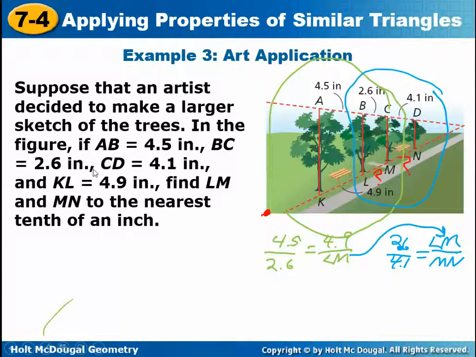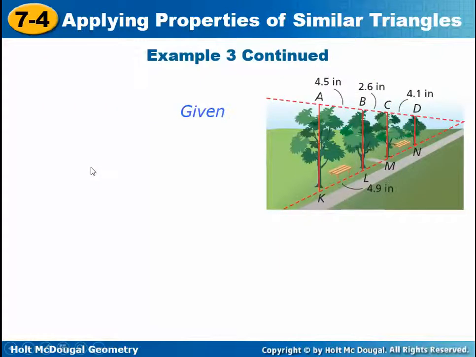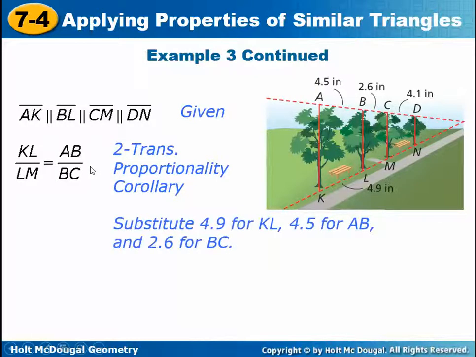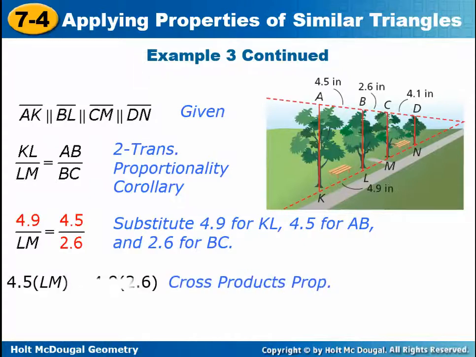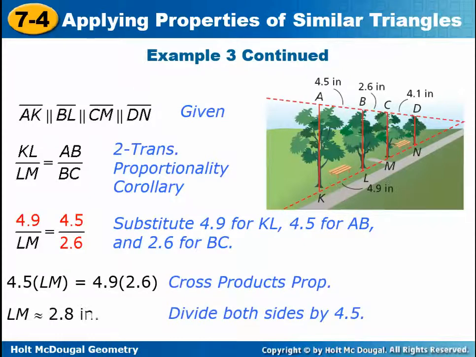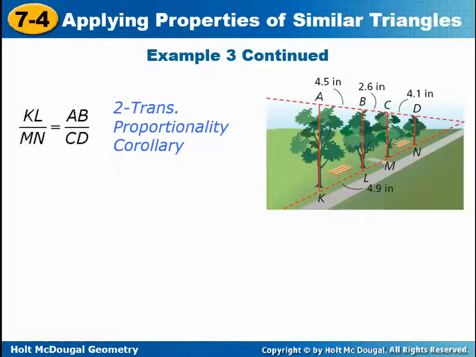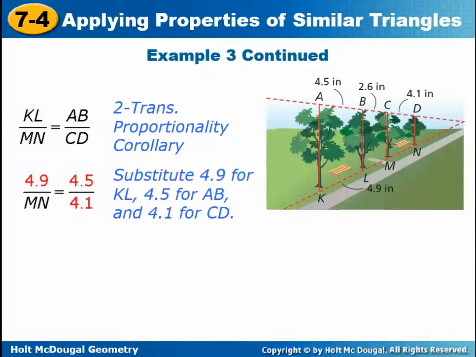So let's see what they got for this. So we know that those lines are parallel. That was told to us. We're going to use that corollary to set up our proportions and find LM. And when they did that, using the cross products, they found LM is equal to 2.8. So now we know that this here is 2.8. And now we can use the 2.8 and plug that in.